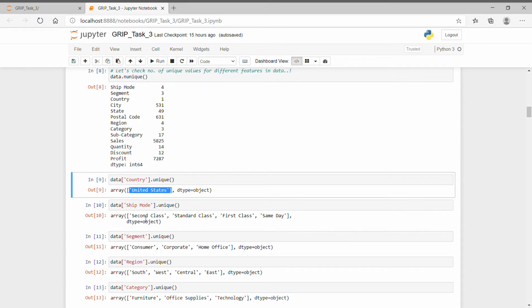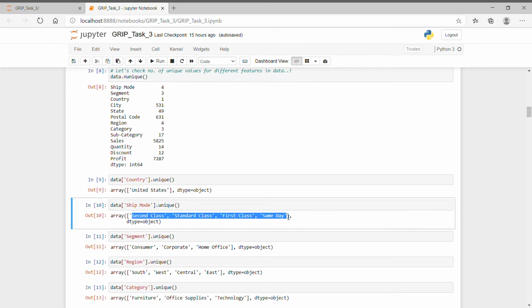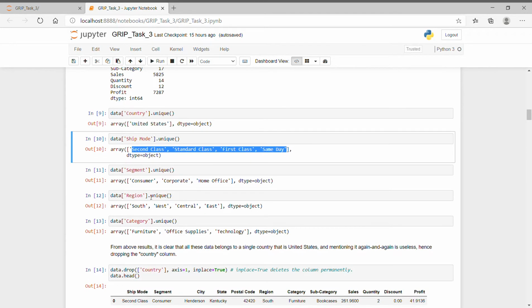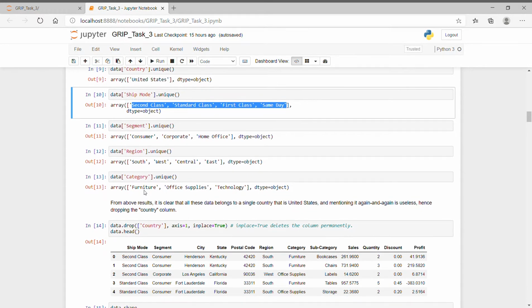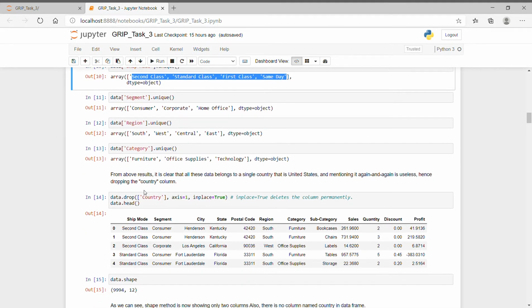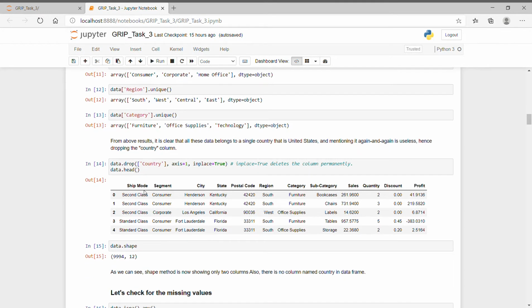The unique values of ship mode include second class, standard class, and first class, and the fourth is same day. The segments include consumer, corporate, and home office. There are 3 values in segment, which could be categorized or grouped by segment. There are 4 regions named Central, East, West, and South. And there are 3 categories including furniture, office supplies, and technology.